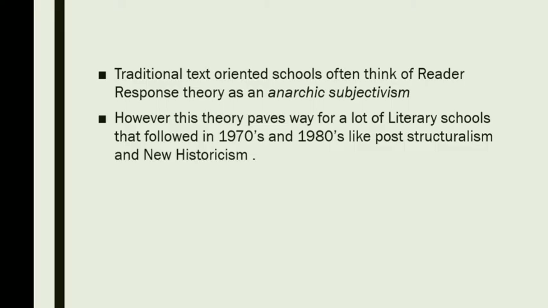In a way, traditional text-oriented schools such as formalism often think of reader response criticism as an anarchic subjectivism, allowing readers to interpret a text any way they want. So, reader response theory in a way helps to dethrone new criticism, and it paves the way for a lot of literary schools that followed in the 1970s and 80s like post-structuralism and new historicism.